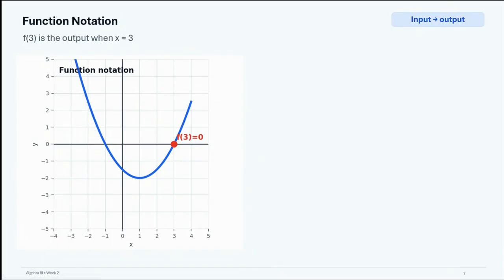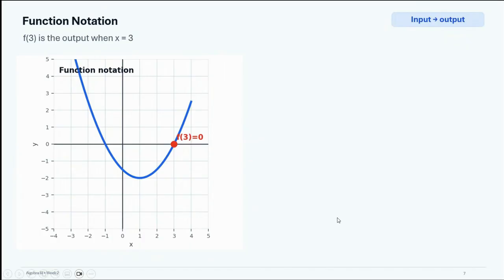F of 3, if we see f of 3, that means that is the output when x equals 3. When you see that 3 in there, that means that's the x value. And what is the y when the x is 3? Well, on this graph, it's 0, because the x is 3, 1, 2, 3. The y is right there on the x-axis. So f of 3 equals 0 in this case.